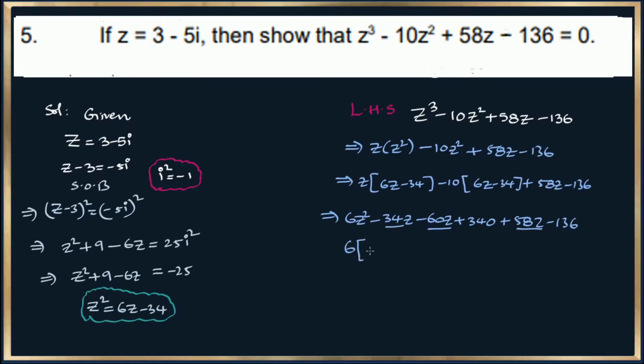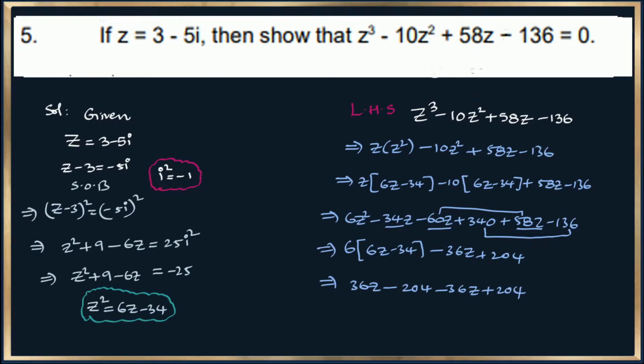So 6 times, first I am writing again the value of z square, which is 6z minus 34. So minus 34 and this minus 2, since minus 60 plus 58 is minus 2, becomes minus 36z, and 340 minus 136 is 204. 6 into 6, 36z, minus 6 into 34 is minus 204. This is minus 36z plus 204. So plus 204 minus 204 get cancelled, plus 36 minus 36 also get cancelled. Therefore, what remains? 0. z cube minus 10z square plus 58z minus 136 equals 0.